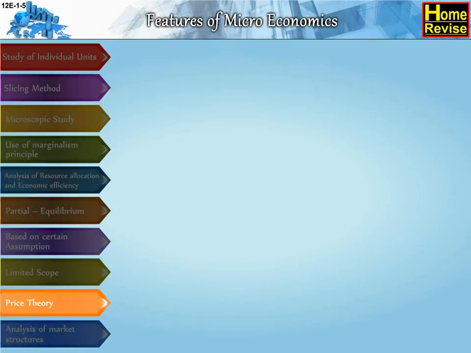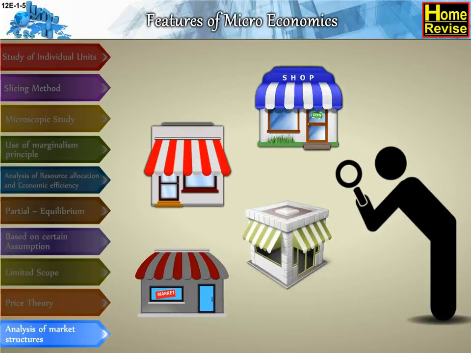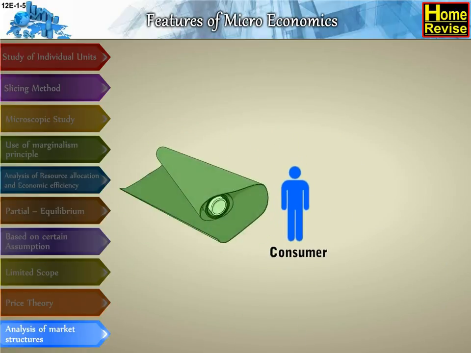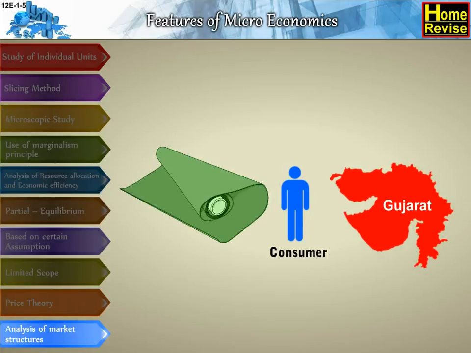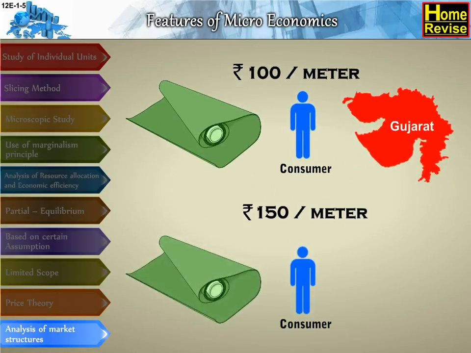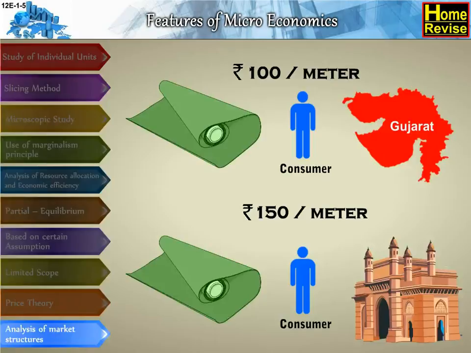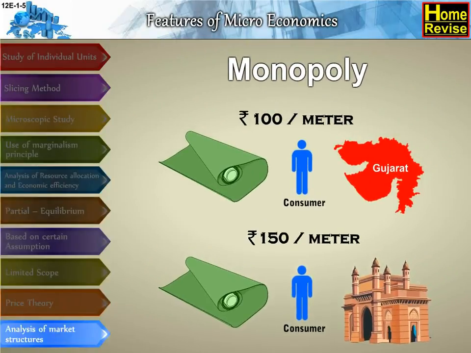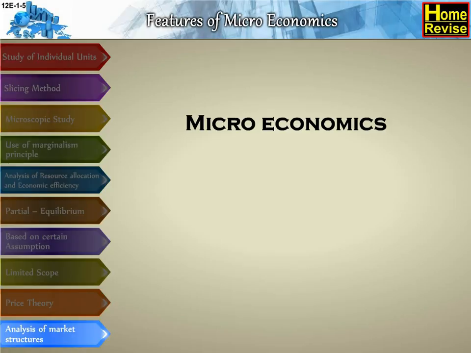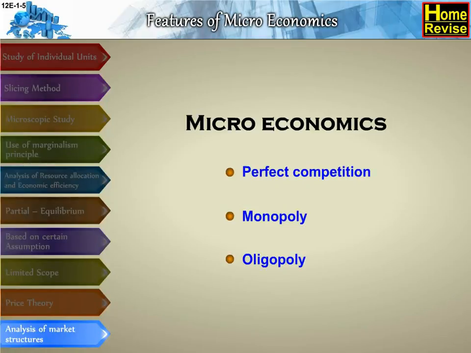Finally, the tenth feature of microeconomics is analysis of market structures. You will observe that the price of cloth in Gujarat is rupees 100 per meter, but the same cloth is rupees 150 in Mumbai. This is a monopoly. Microeconomics analyzes the different market structures, like perfect competition, monopoly, oligopoly, etc. Thus, it helps to determine prices and quantities in different markets.